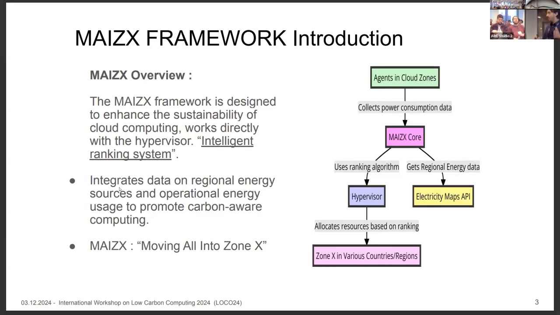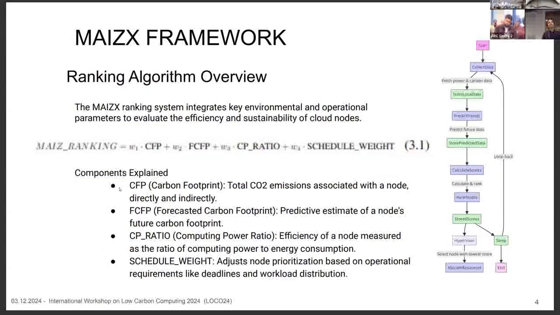MAIZX stands for moving all into zone X, which means moving computing loads, no matter which computing load, into a different zone. And the X zone is the most efficient zone, we could say. At the higher level, the MAIZX framework works together with an API that, in this case, we use Electricity Maps, to get the carbon intensity of each region in different countries. And then it works together with the hypervisor, telling the hypervisor the ranking for each of the nodes that we have in this cloud. That's pretty much the higher level of MAIZX.